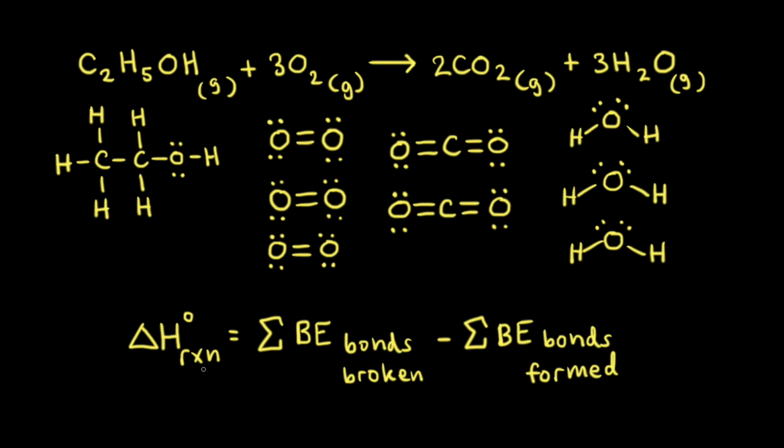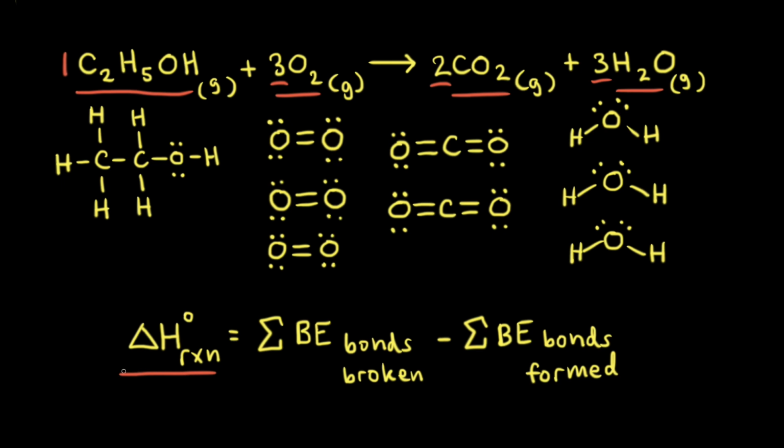Bond enthalpies can be used to estimate the standard change in enthalpy for a chemical reaction. Let's use bond enthalpies to estimate the enthalpy of combustion of ethanol. Looking at our balanced equation, we have 1 mole of ethanol reacting with 3 moles of oxygen gas to produce 2 moles of carbon dioxide and 3 moles of water in the gaseous state.